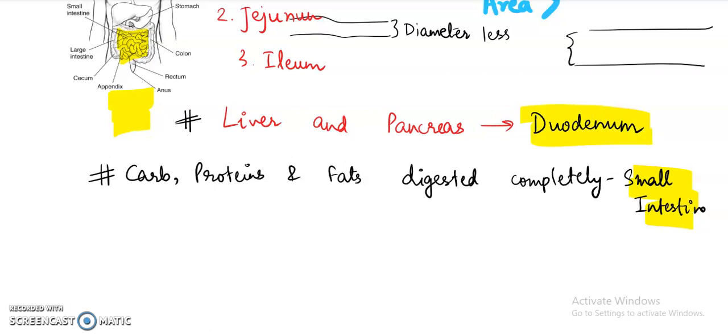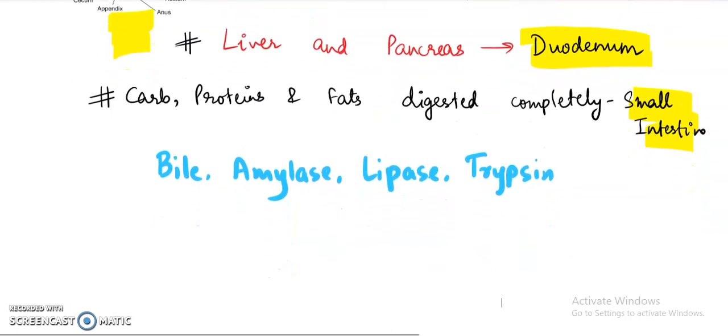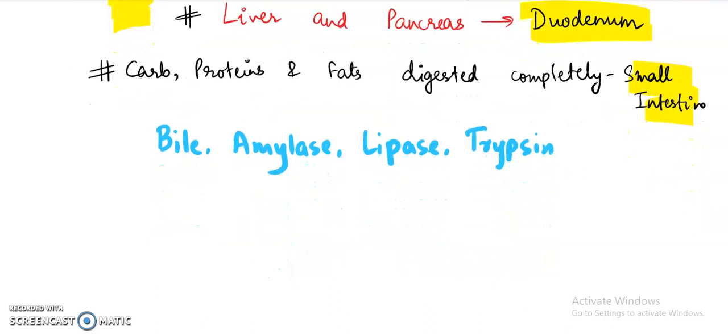Now, what all things will come to the duodenum? Bile, amylase, then lipase and trypsin will come to the duodenum. Remember, the digestion of proteins started in the stomach and the digestion of carbohydrates started in the mouth, but neither the digestion of carbohydrate nor the digestion of protein is complete. So one by one we will be studying their roles.